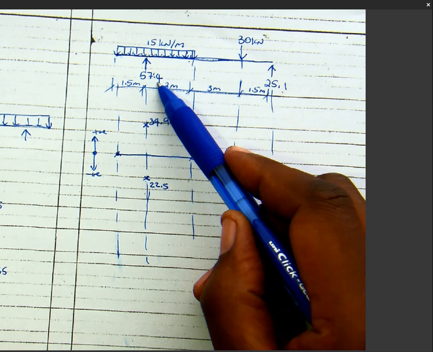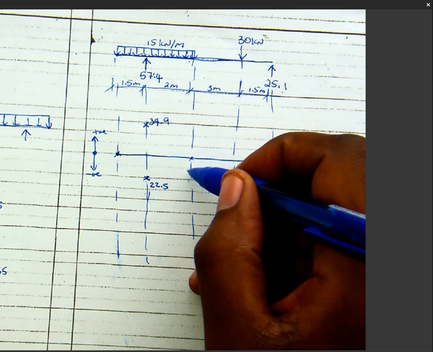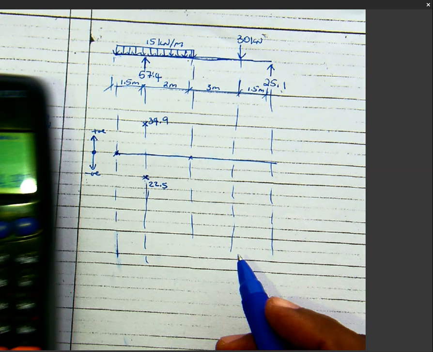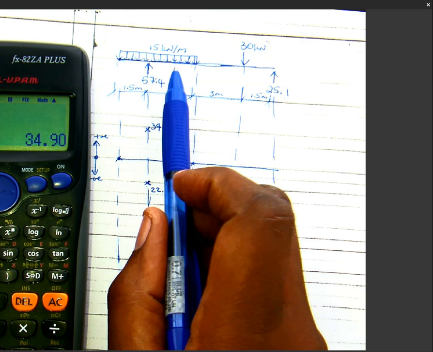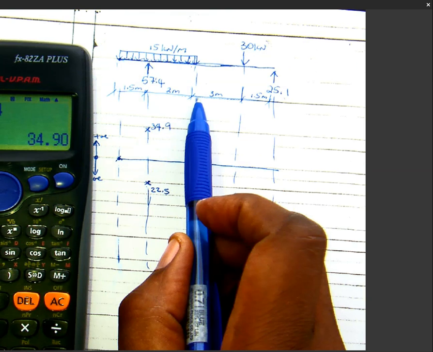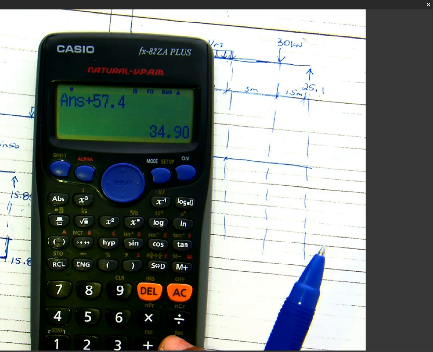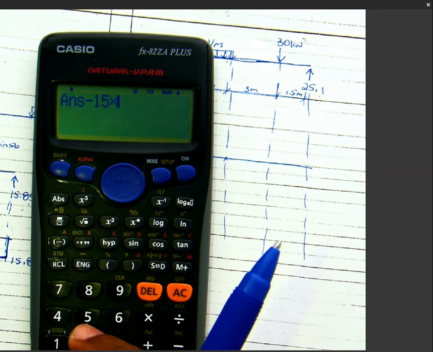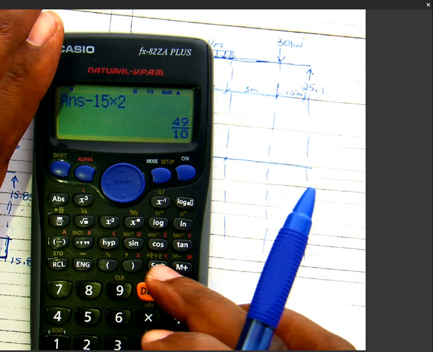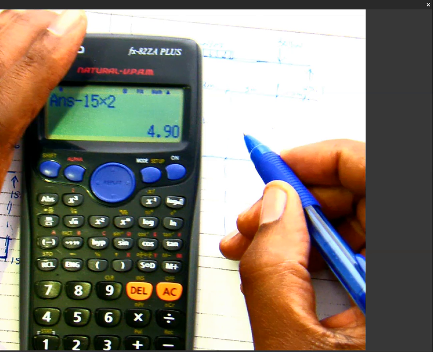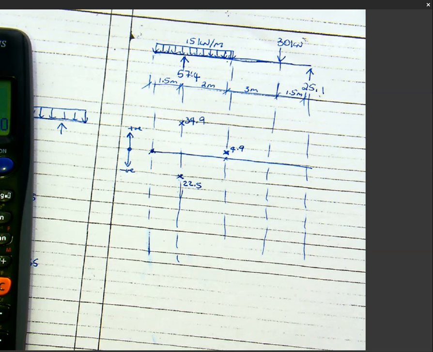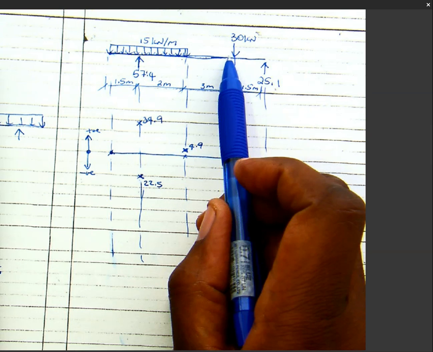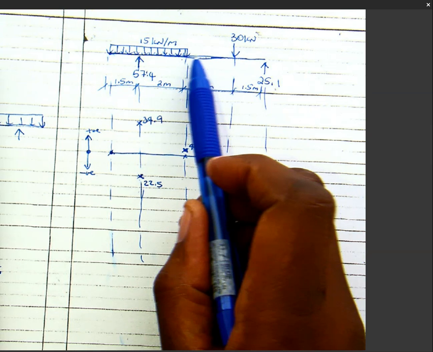At this point, what is shear? Somewhere at this point. So I still have my positive 34.9. Then I'm going to subtract 15 times the distance of 2. Subtract 15 times 2. I'm subtracting it there. Then I've got positive 4.9. 4.9 is somewhere there. At this point is 4.9. Now what is happening between this point and this point? Between the 2 points, nothing is happening, so I must maintain the 4.9.